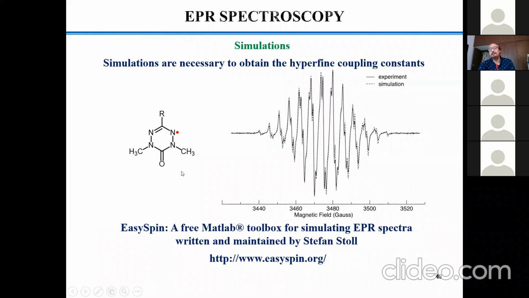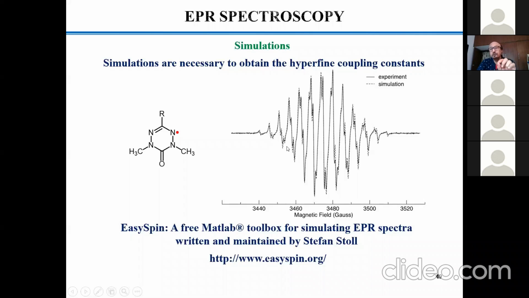Now, another example. Again, you will see that both the things are here. I should have shown the colored and the black picture together, but anyway, it doesn't matter. You see, experimental and simulated, it has been plotted for this particular molecule. Now, there is a website called EasySpin, which is available in the public domain. Those who are interested can do the simulation; the dotted line is the simulated one.